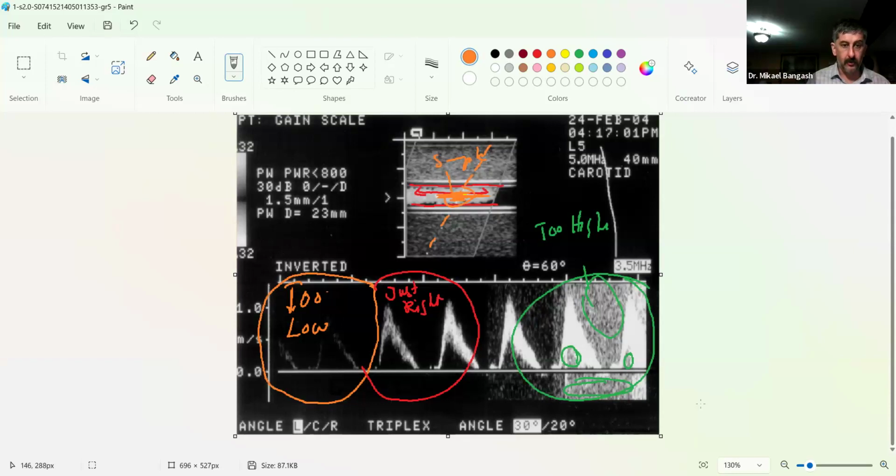Okay, so this was too low of a spectral Doppler gain. This was just right. And here you can say, well, we may go a little bit too high. But okay, we just keep on increasing. It becomes too high because now the whole thing is filled with noise, or what we otherwise referred to as confetti. Did you guys get that?